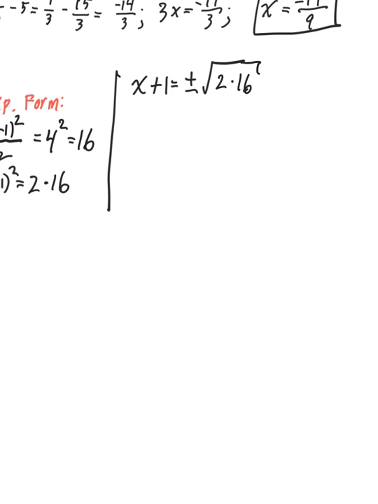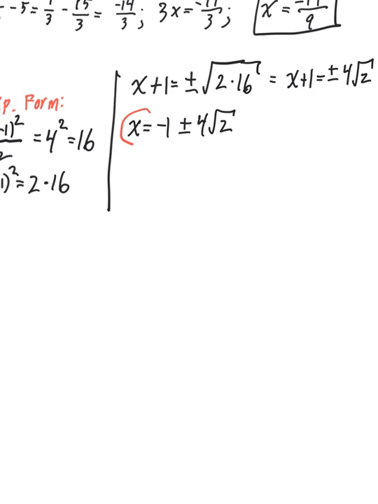Do you see any perfect squares under that square root? Of course you do. You see the 16, and they're multiplied, so that means you can pull the 16 out. So I'll get x plus 1 is equal to plus or minus, square root of 16 is 4, times the square root of 2. So I'll get x equal to negative 1 plus or minus 4 square root 2.